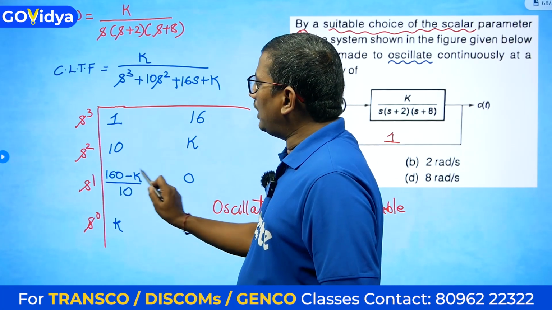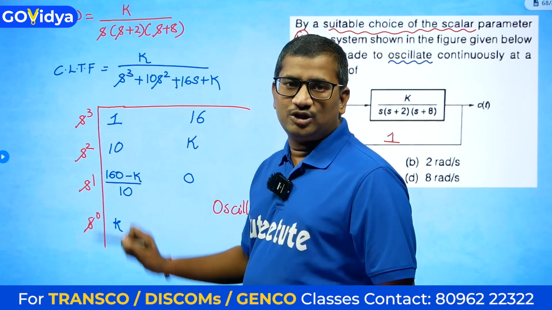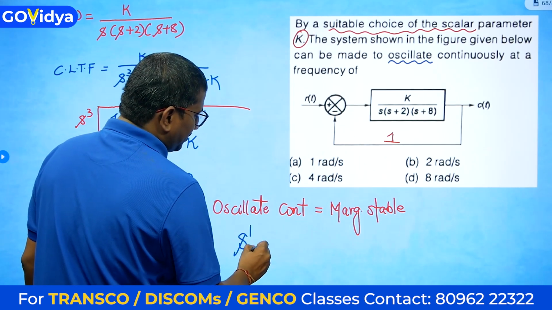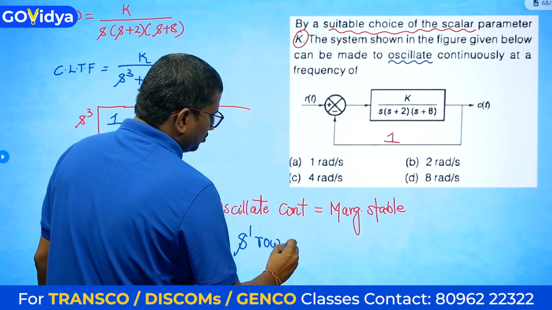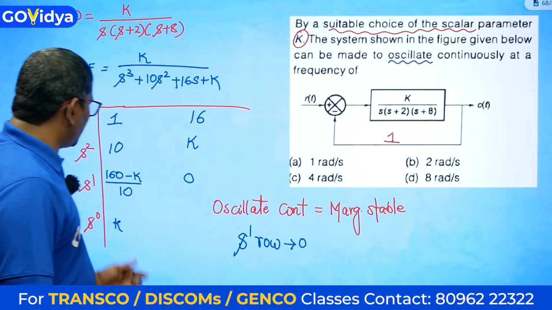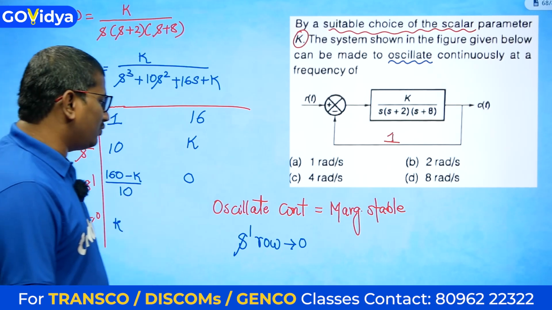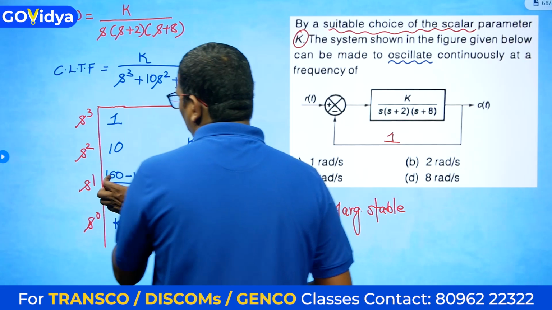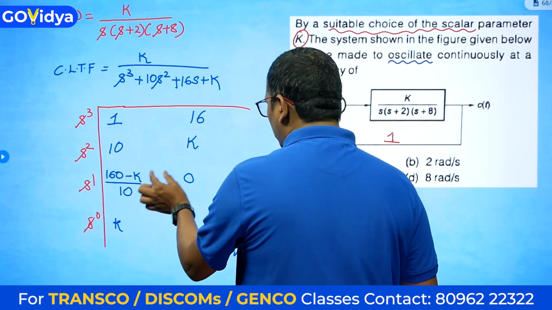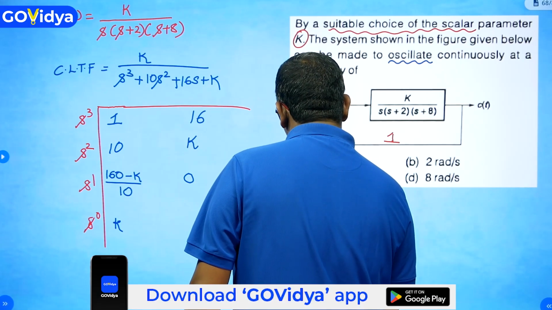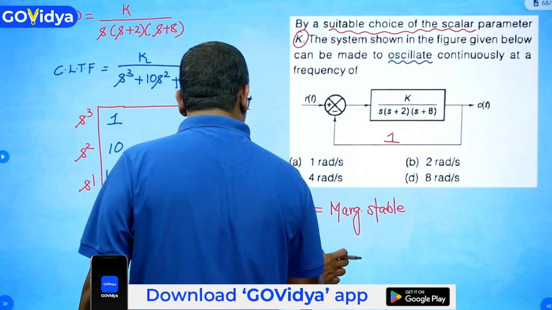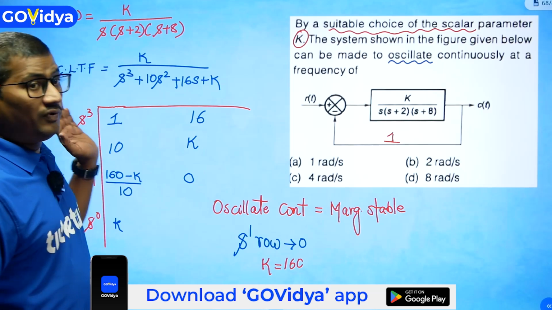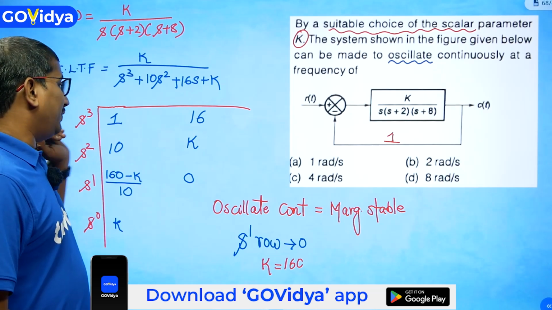So what I have to do is equate the s power 1 row to 0. If I make the s power 1 row 0, what is the value of k you will get? 160 minus k equals 0, then k is equal to 160. So finally you got k equals 160. Now we have to find the frequency of oscillations.